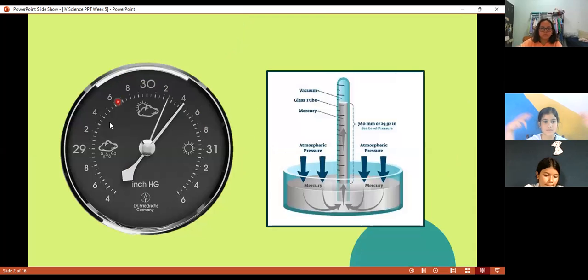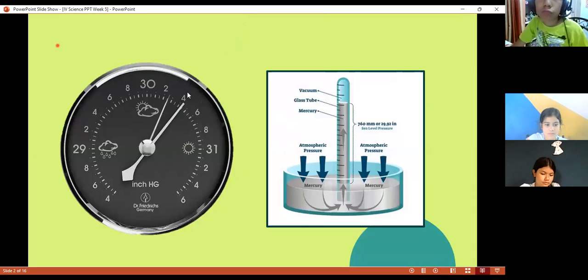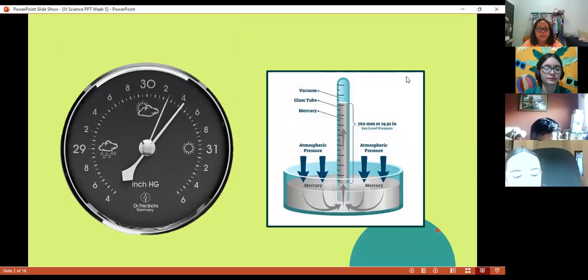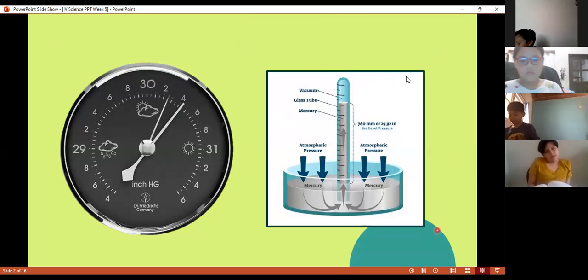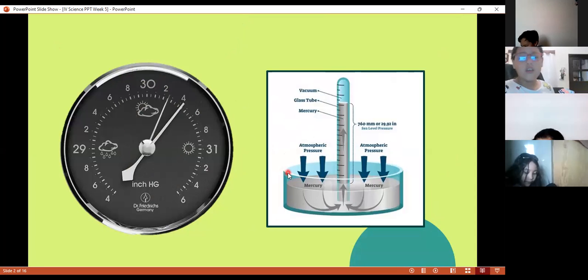Do you know what this is that you see here, this picture? Valerie? You can put the topic in the chat, please. Yes, I'm going to write on the chat. Just hold on. What is this, class? Measuring air pressure, wind direction, and speed.